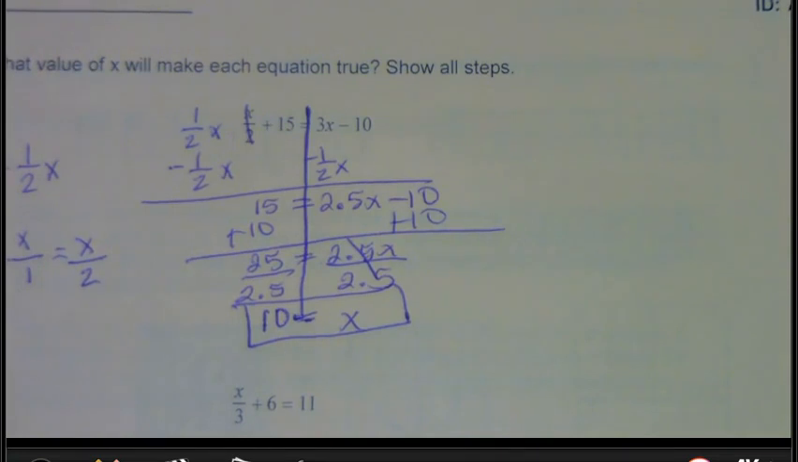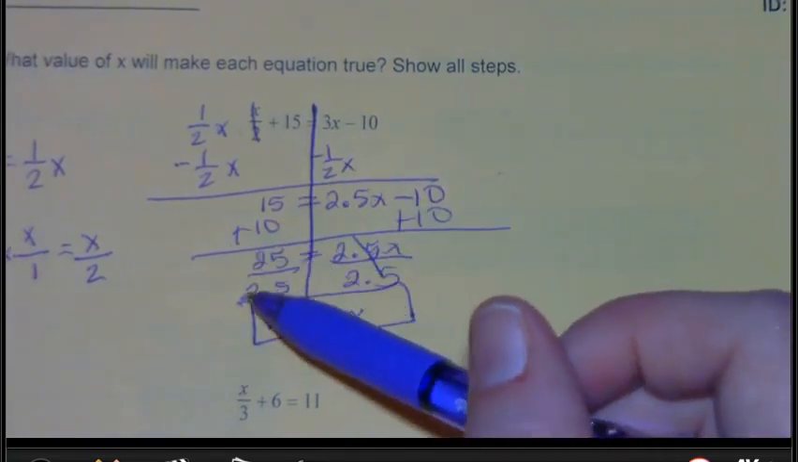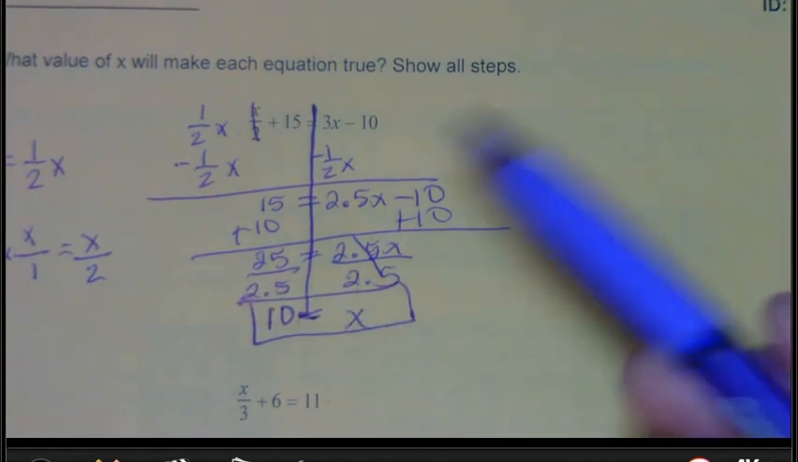Divide both sides by 2.5. Let's see, 25 divided by 2.5. And x is equal to 10. Oops, sorry, you cannot see that. There we go. We added 10 to both sides. Then I divided both sides by 2.5, and I got x is equal to 10.